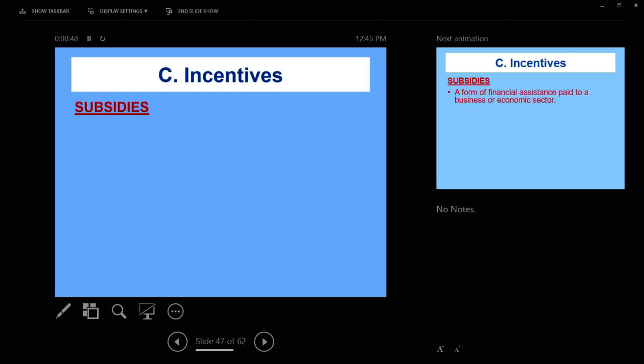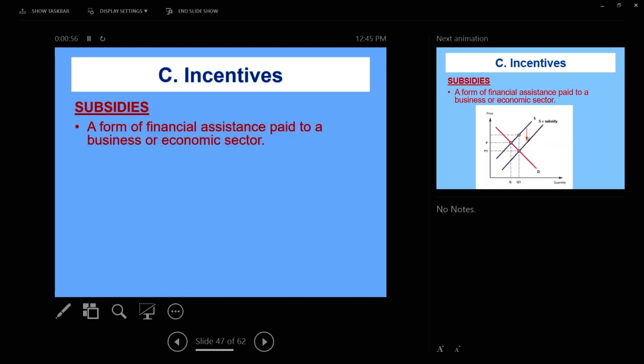Specifically, we're going to talk about both subsidies and taxes used to set incentives for people. So let's start with subsidies. When we talk about subsidies, we talk about a form of financial assistance paid to a business or an economic sector.